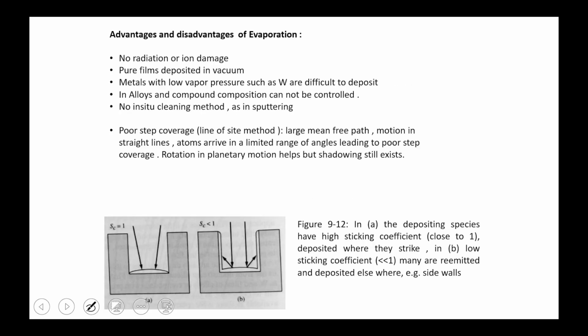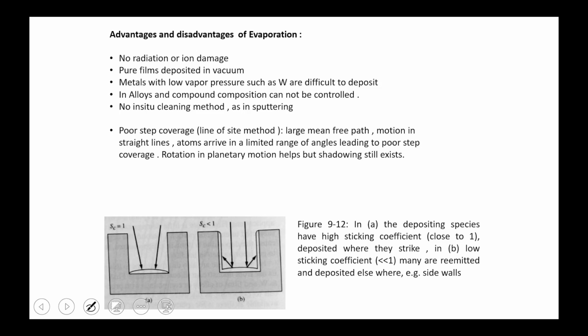So these are the advantages and disadvantages of evaporation. No radiation or ion damage. This is the advantage of evaporation because we have not used any radiation. Pure film deposition in the vacuum means quality, purity, means no impurity.